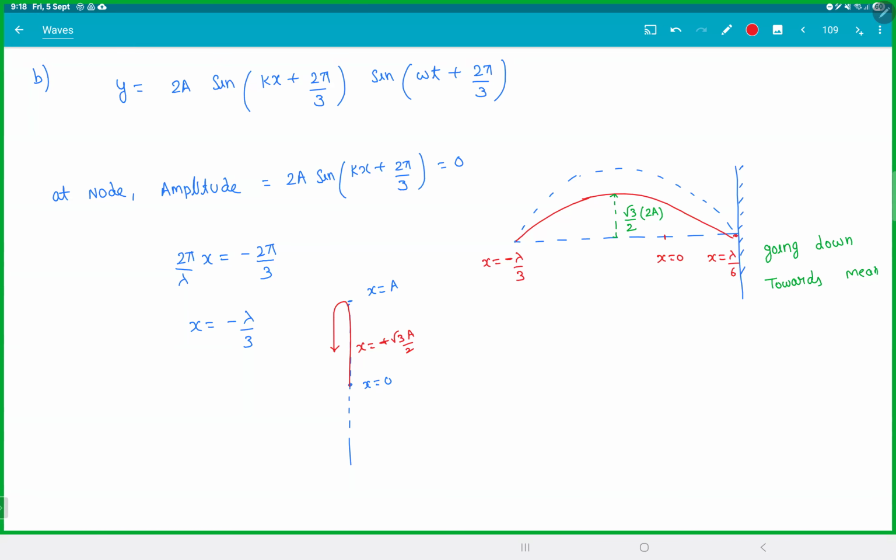Clear with this? The antinode is somewhere here. That's another lambda by, you can calculate that. Lambda by 3 minus lambda by 4, lambda by 12. Clear with this?